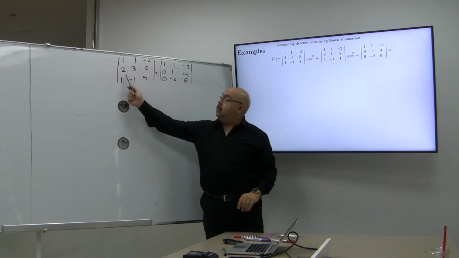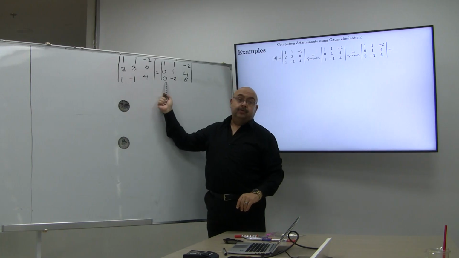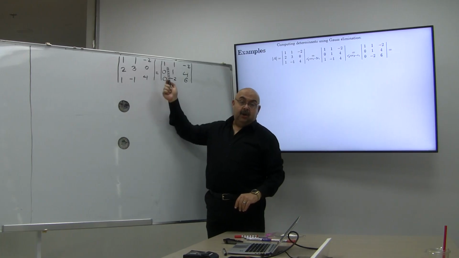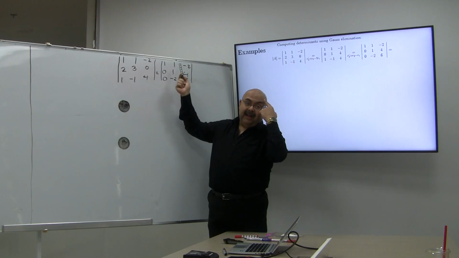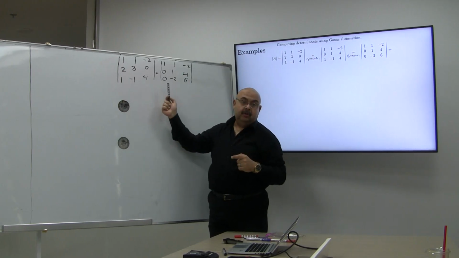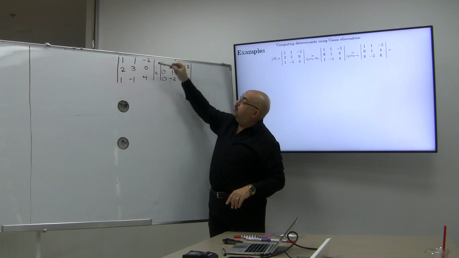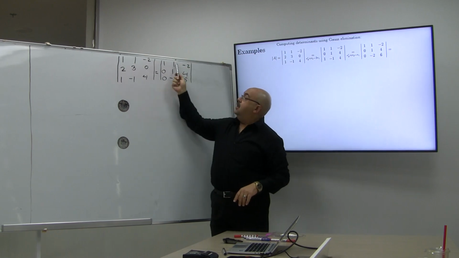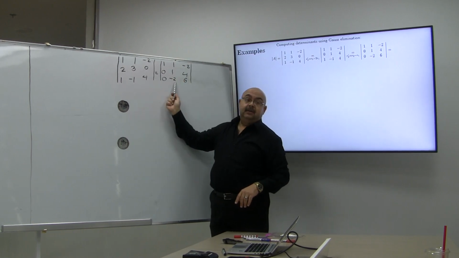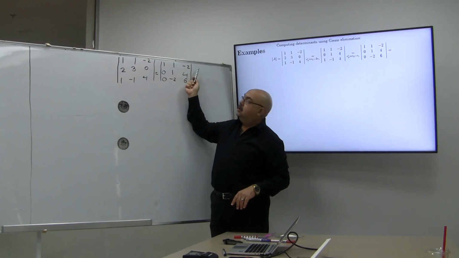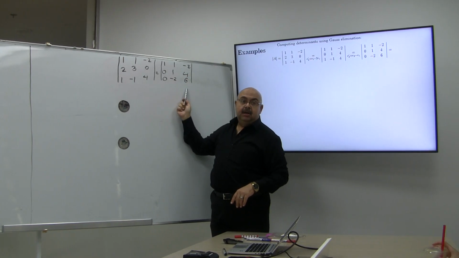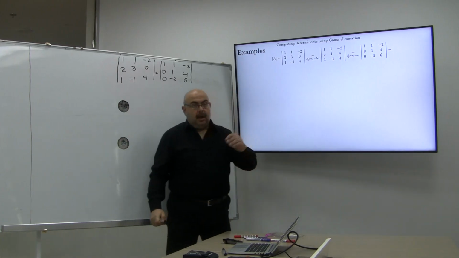I need also to make positive 1 equal to 0. How do I do it? I will multiply the first row by negative 1. Then I will add element by element to the last row. Negative 1 plus 1, negative 1 plus negative 1, negative times the negative 2 is going to be positive 2, plus 4, it's going to be 6. Very good. I will continue.